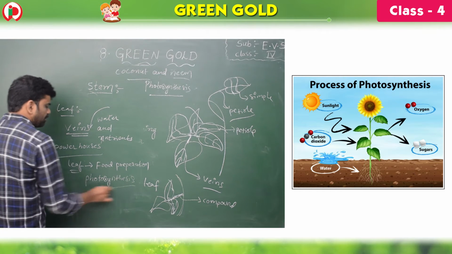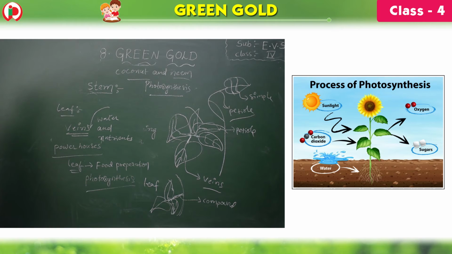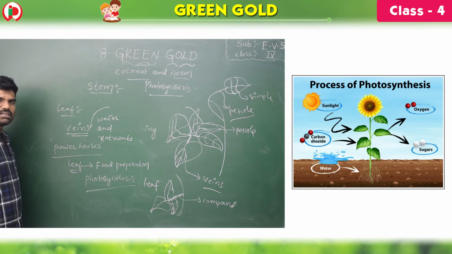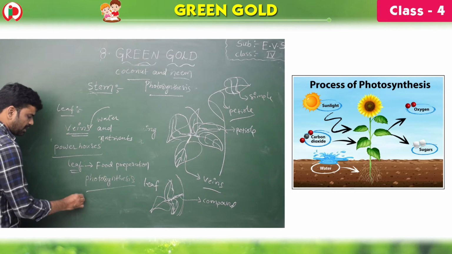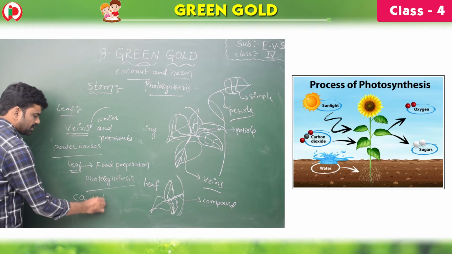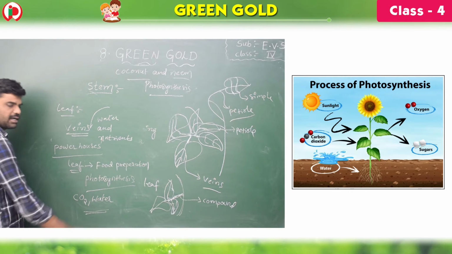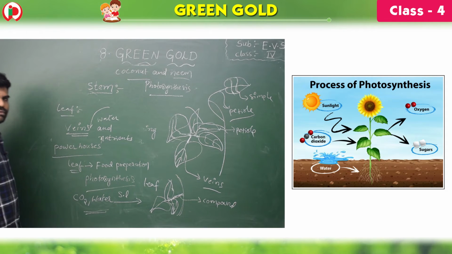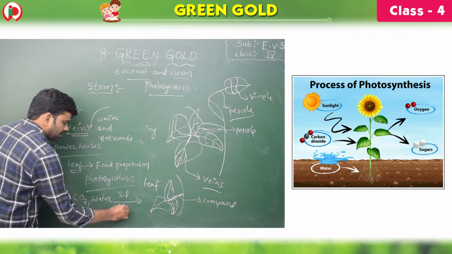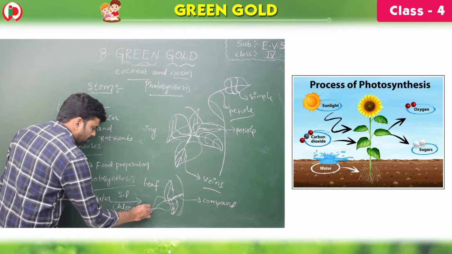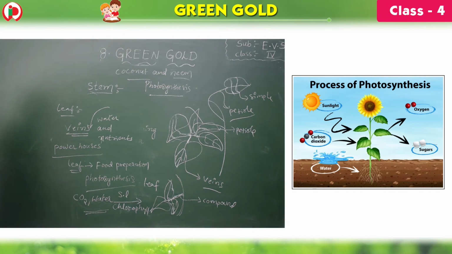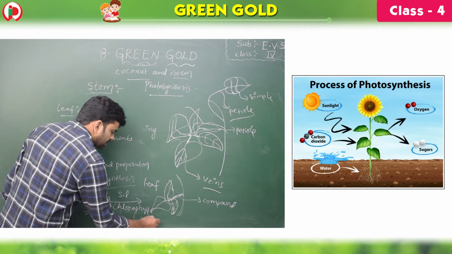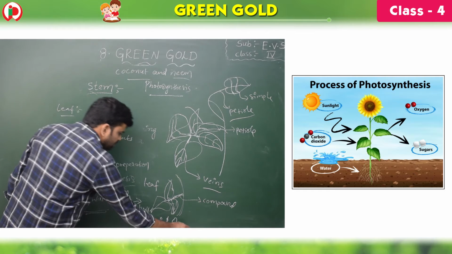In almost all plants, the leaves are the sites for photosynthesis. That means leaves prepare the food material. What is this photosynthesis? By usage of carbon dioxide and water, in the presence of sunlight and chlorophyll, which is a green colored pigment, the plant prepares food which is called starch and gives oxygen gas.